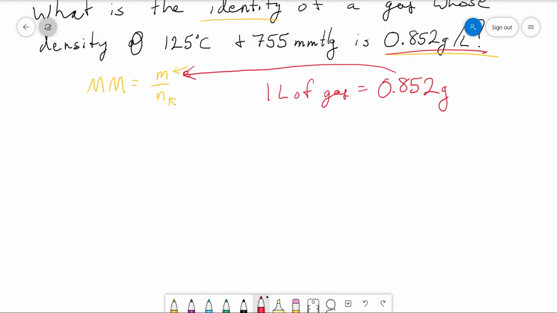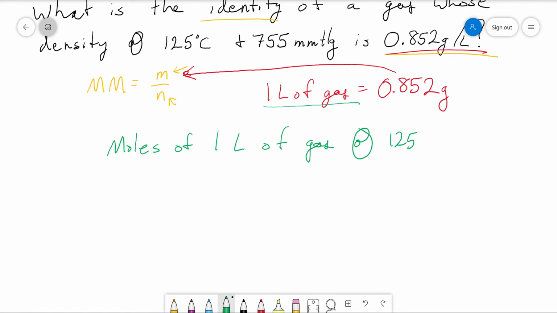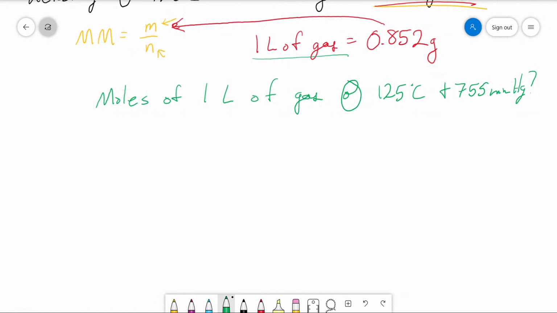Now what do we need to do? We need to find the moles, not the volume, because we have the volume. We need to find the moles of 1 liter. So what are the moles of 1 liter of gas at 125 degrees Celsius and 755 millimeters of mercury?